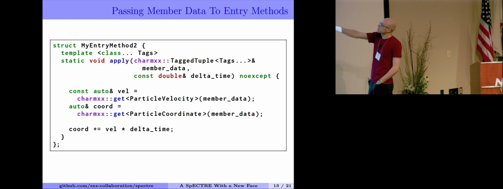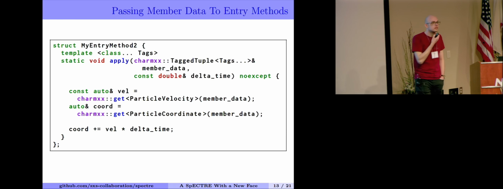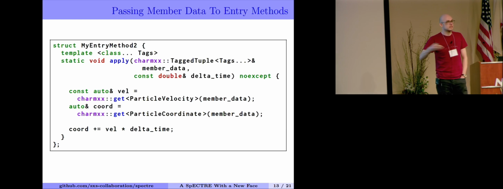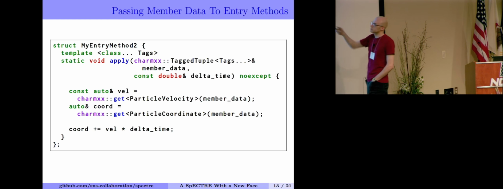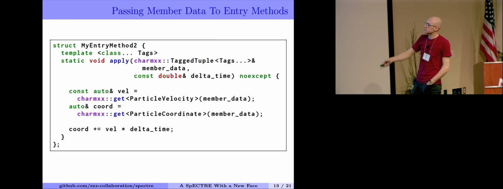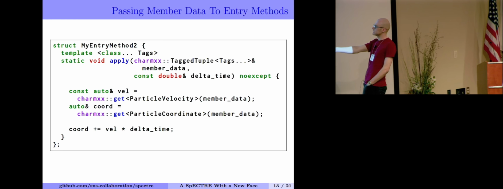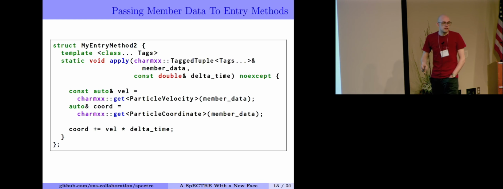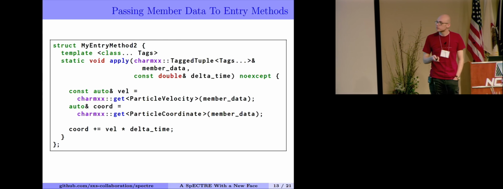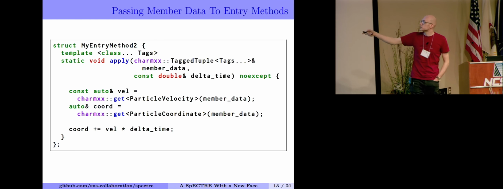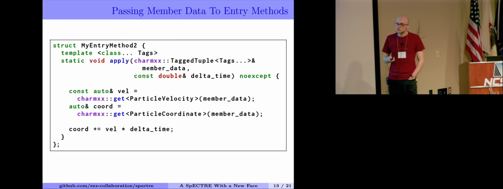The apply function takes as its first argument the member data. Right? So this is effectively the data that is currently stored inside your chare, and it gets passed into your free function. You then retrieve, let's say, the particle velocity. You retrieve it out and set it equal to VEL in this case, and similarly the particle coordinate. And then I can update these. I can do my math. Whatever math you want to do would go in here. And here I've also passed in as an extra argument the time, so a delta t. And so this would be something that was invoked remotely.